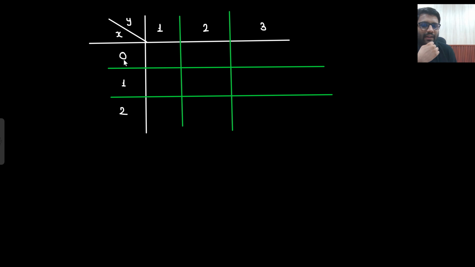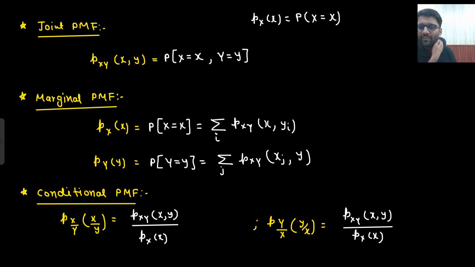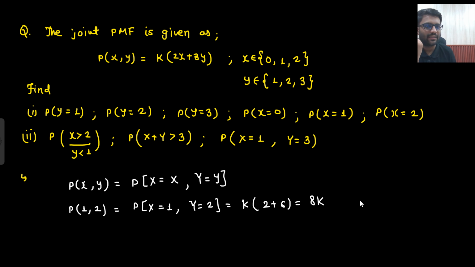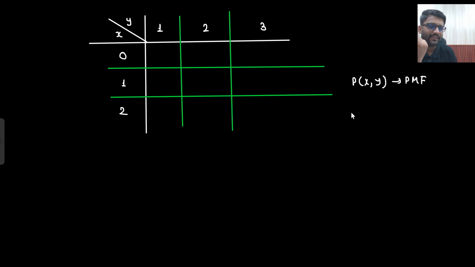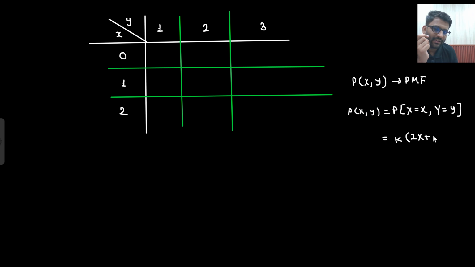The probability of random variable x taking value 0 and random variable y taking value 1. What is given? Pxy is given. They are saying that this is the PMF. Although we used to represent PMF in this manner, the question paper setter can represent PMF in any manner. This PMF tells that random variable x takes value small x and random variable y takes value small y. So this is given as k into (2x plus 3y).